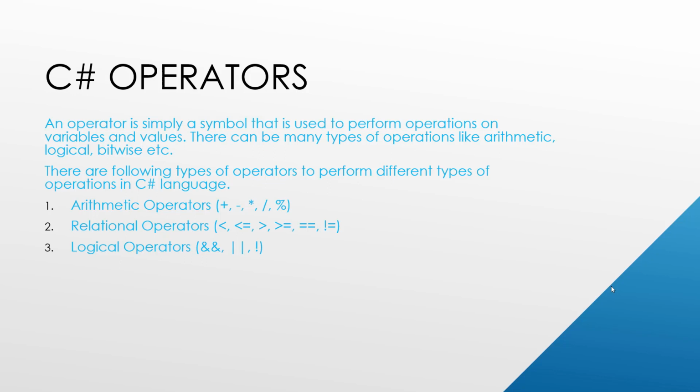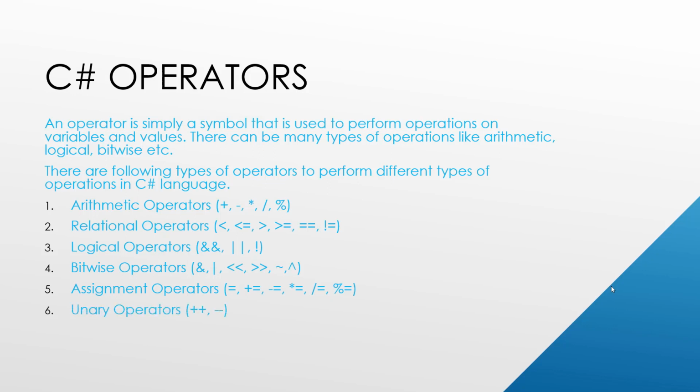Logical operators like and, or, not. Okay, bitwise operators like bitwise and, bitwise or. Shift operator. Okay, assignment operators like equal, plus equal, we will see in examples. Okay, unary operators like plus plus, minus minus. There should not be any space between the plus plus or minus minus if we want to use this unary operator. Ternary operator like question mark and colon. Miscellaneous operators like sizeof, typeof.